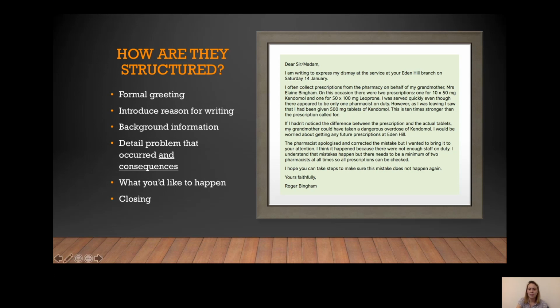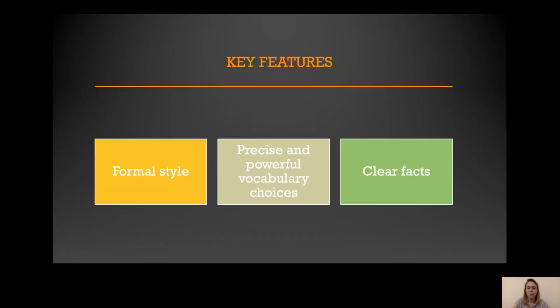Again, dismay is a really powerful word. So you're not just saying, I'm not happy. You're using really precise vocabulary that conveys just how disappointed you are by the situation. So these 3 features, formal style, precise and powerful vocabulary choices, and clear facts, is what we should keep in the back of our mind when we're writing.